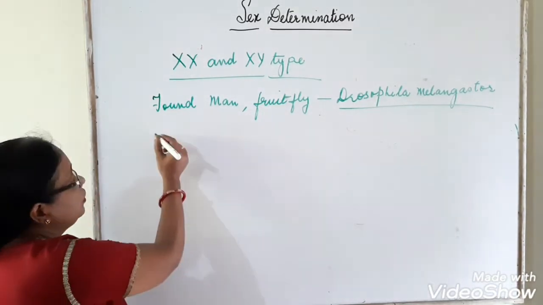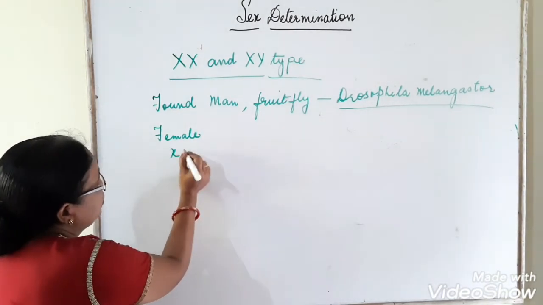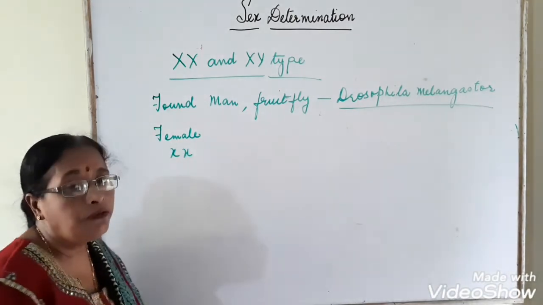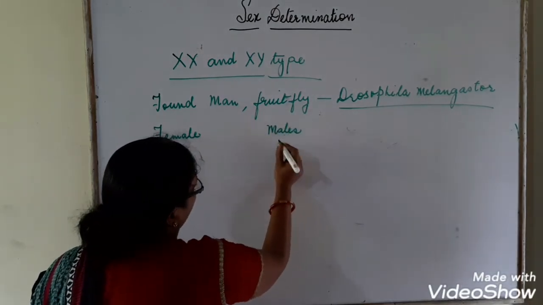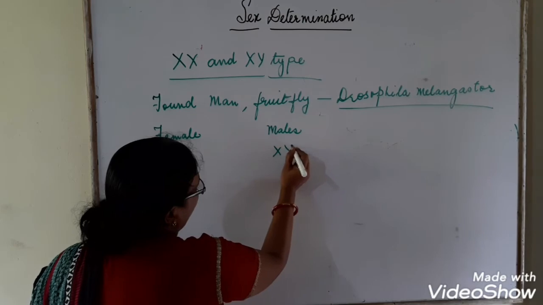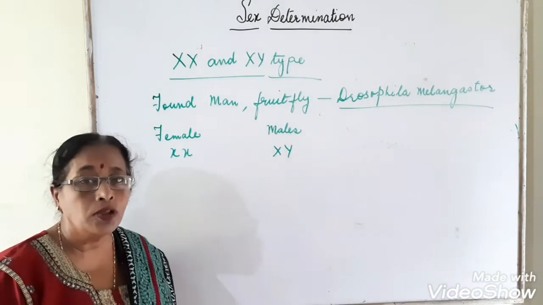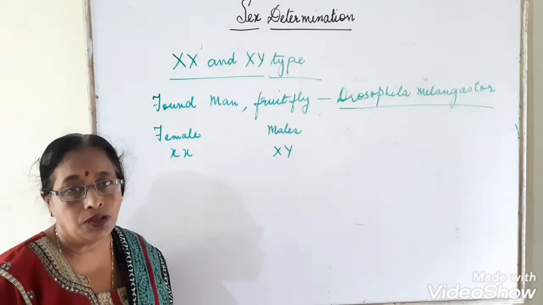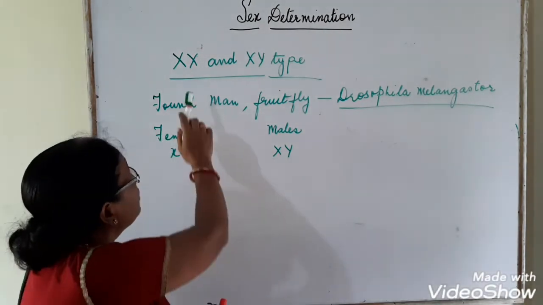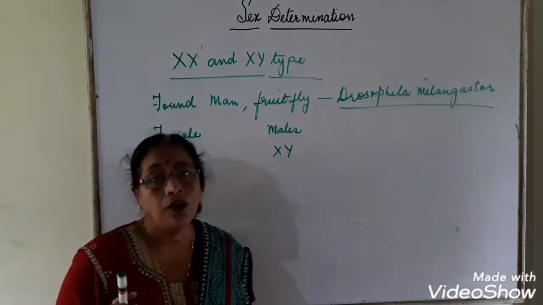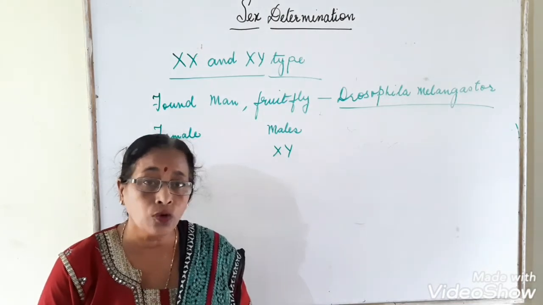Now let us see the human females. They have got XX type of chromosome, and the males have X and Y type of chromosome. This means that females are homogametic and the males are heterogametic. Now before we understand the XX and XY type of sex determination, let us understand the history of the X chromosome.